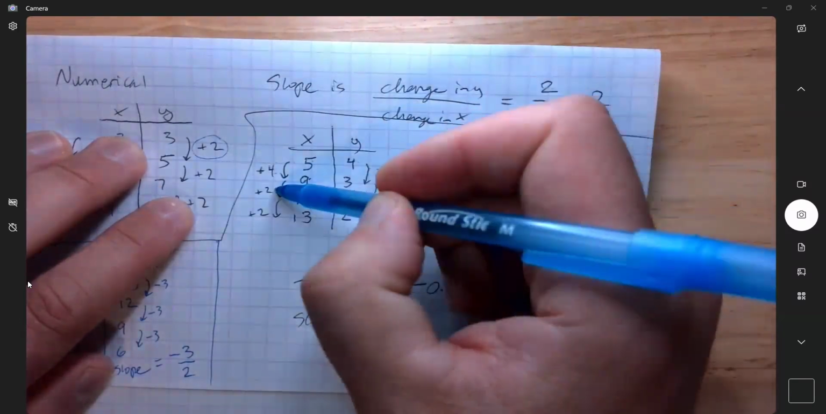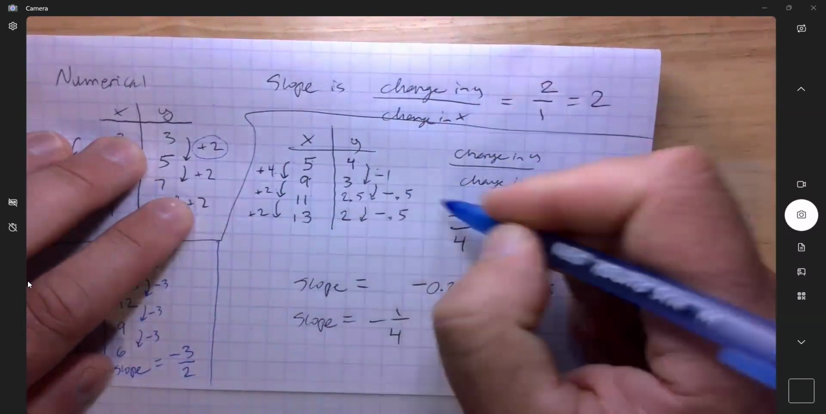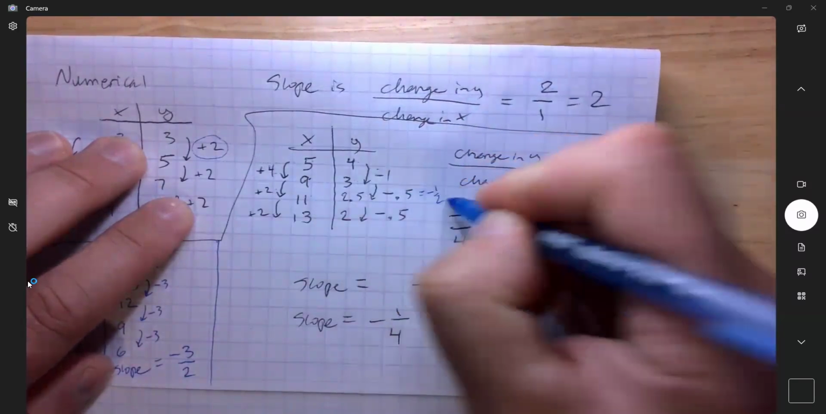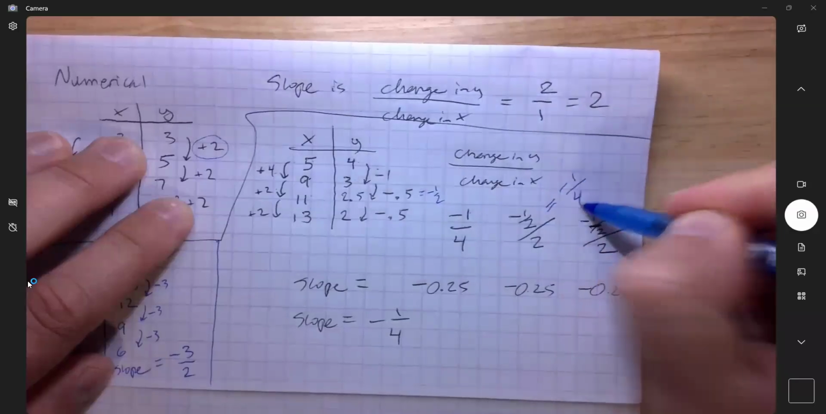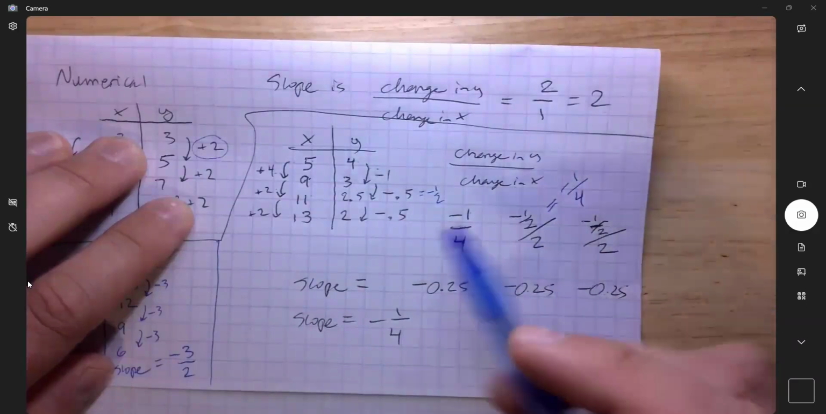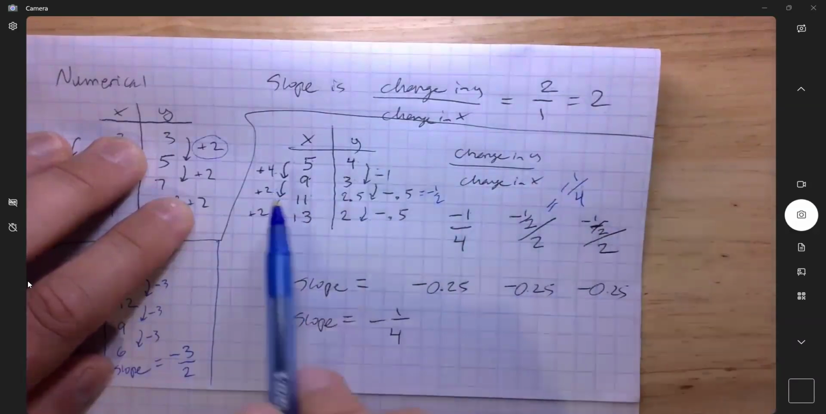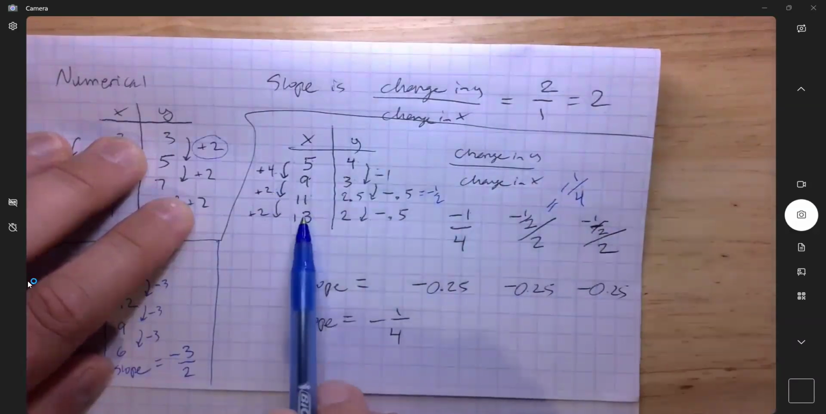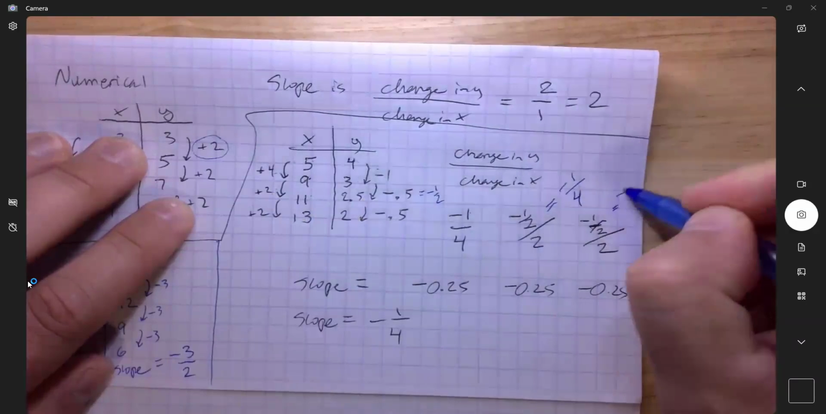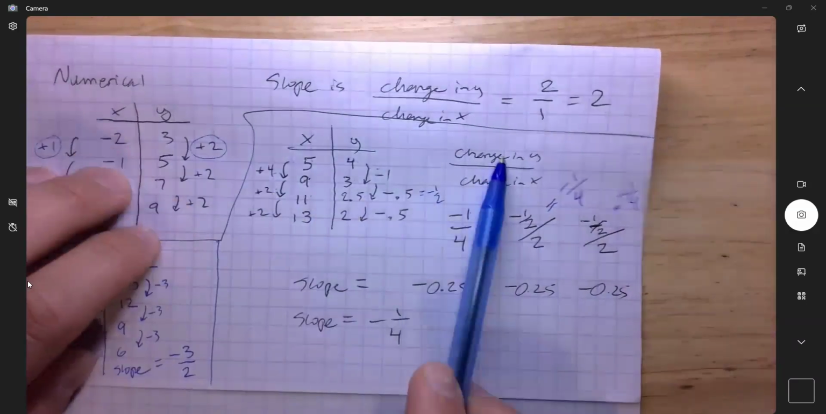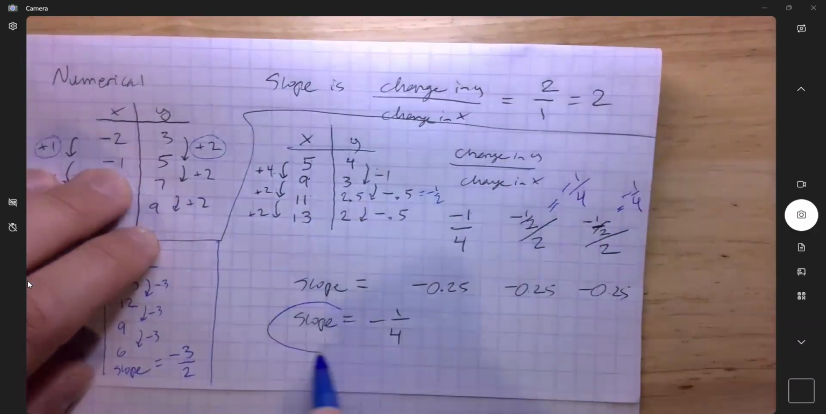9 to 12 goes up by 2. 3 to 2.5 goes down by 0.5. So the change is -0.5 divided by 2. Well, that's also -1/4. So the rate of change is the same, even though the step size is different. And it's the same thing here. 11 to 13 goes up by 2. 2.5 to 3 goes down by 1/2. That's also -1/4. So the change in y over the change in x is always -1/4. And so that is the slope.